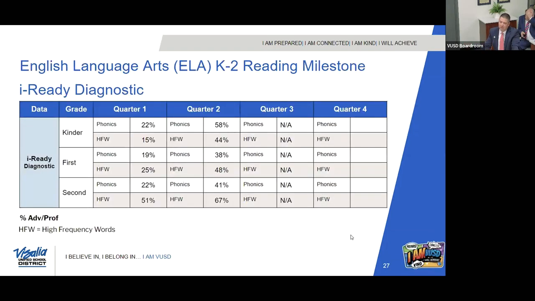Our next one, this was just more to share with you. iReady, I don't have data here tonight because we just recently took the last one, and we have one more assessment that'll be coming. I will bring it to you, but we do it 3 times a year. So I just wanted to show that will be coming in the next one.